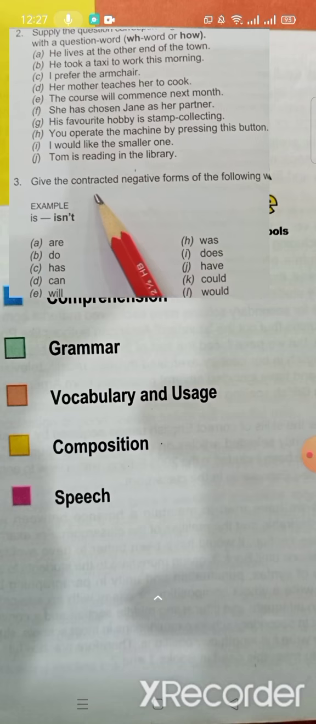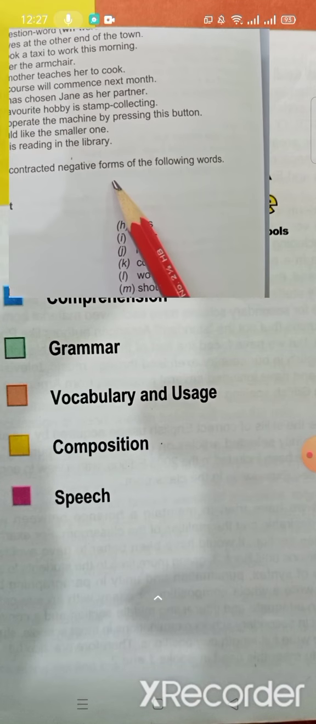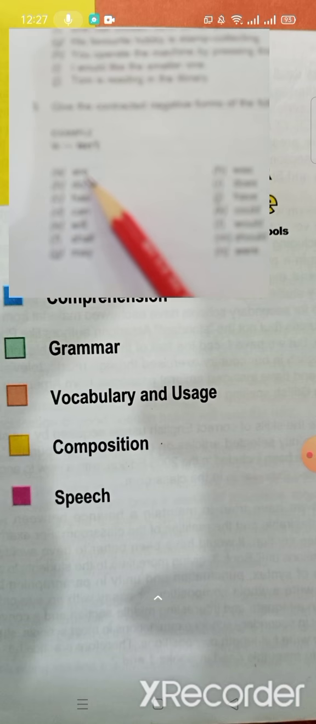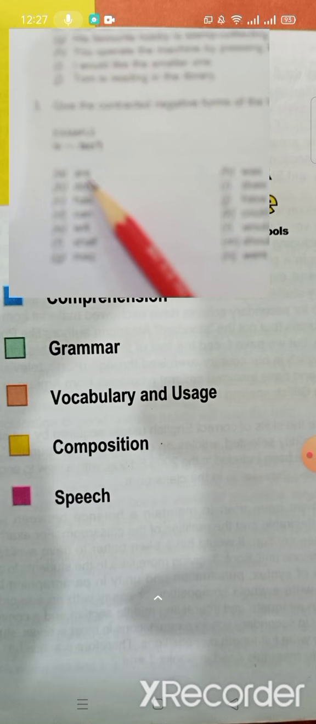In exercise 3, give the contracted negative forms of the following words. It is very easy. You have to make the contracted form, meaning the short form.